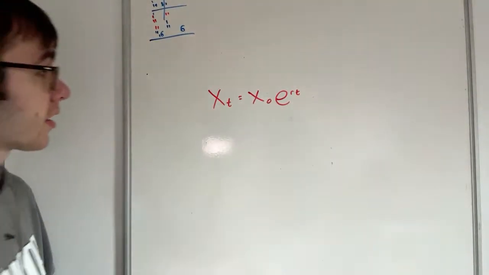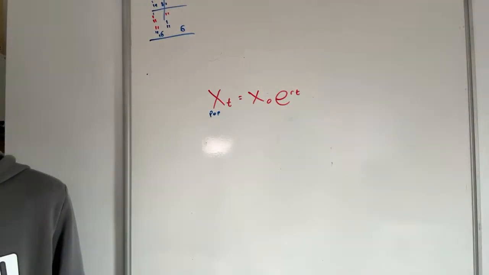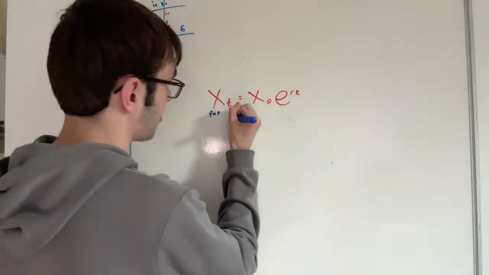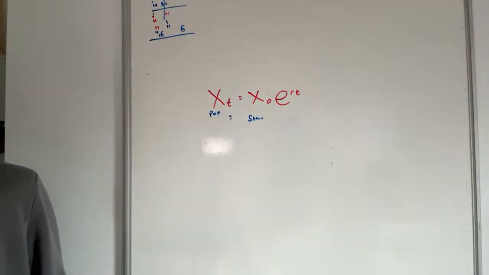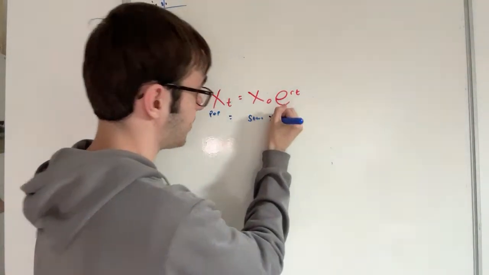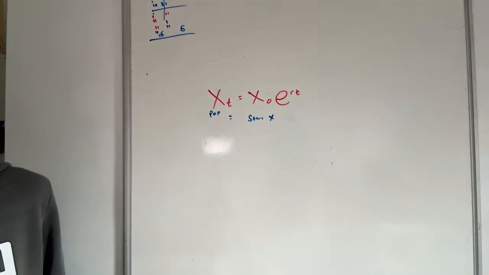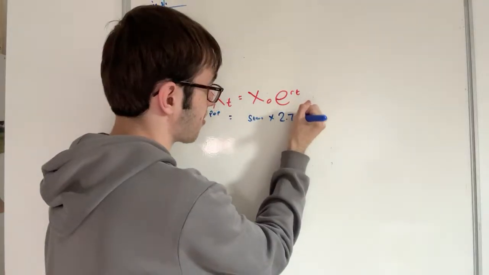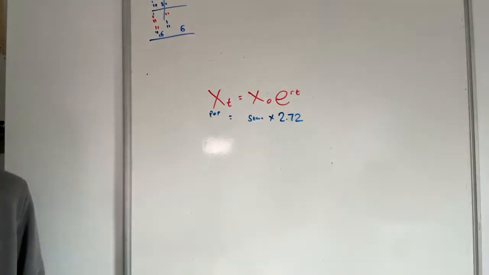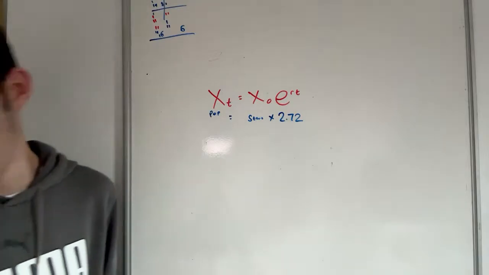Xt is a population after a certain amount of time. X0 is the starting population times by the base of natural logarithm, 2.72, times r, growth rate, and t, time.